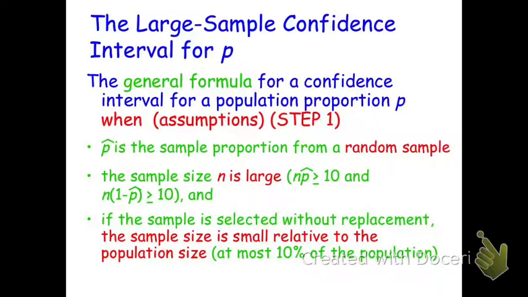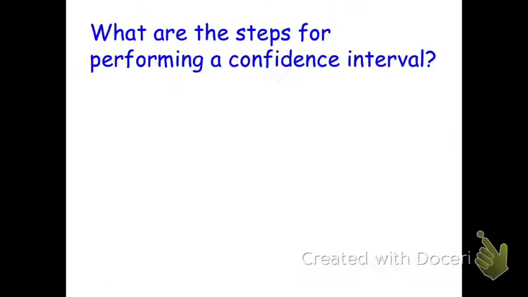Just circle those, but we are going to do a write-up together. So I'm going to kind of speed through this because we're going to do a write-up together. Your sample proportion is the sample that you take. It's going to be given to you in the problem.